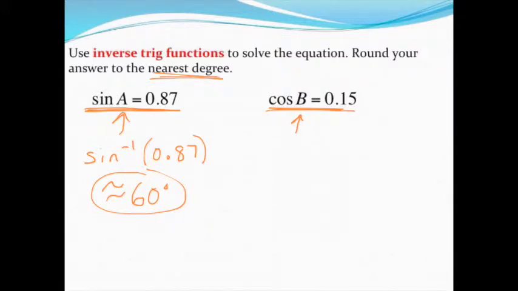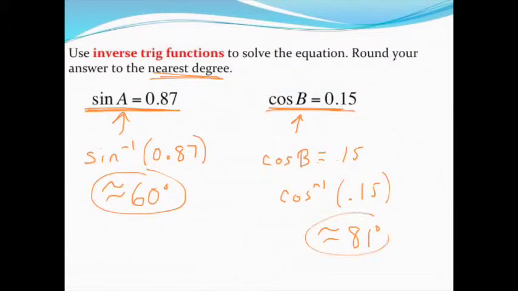Same thing over here. I want to find that missing angle. I don't know what b is, so I'm trying to find the angle that gets me a cosine of 0.15. Since I'm missing the angle, I'm going to do an inverse cosine this time. So cosine to the negative first, and then just use a calculator to find the angle that's missing and get about 81 degrees. So that's relatively easy, just a simple calculator computation.